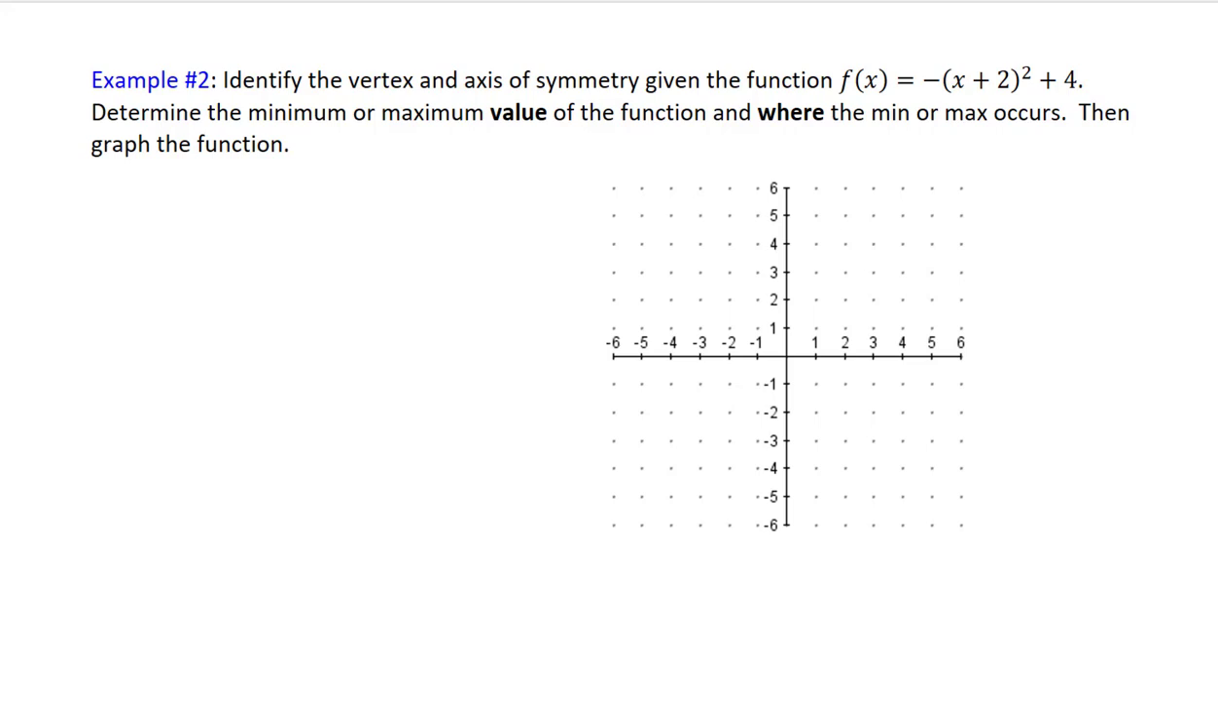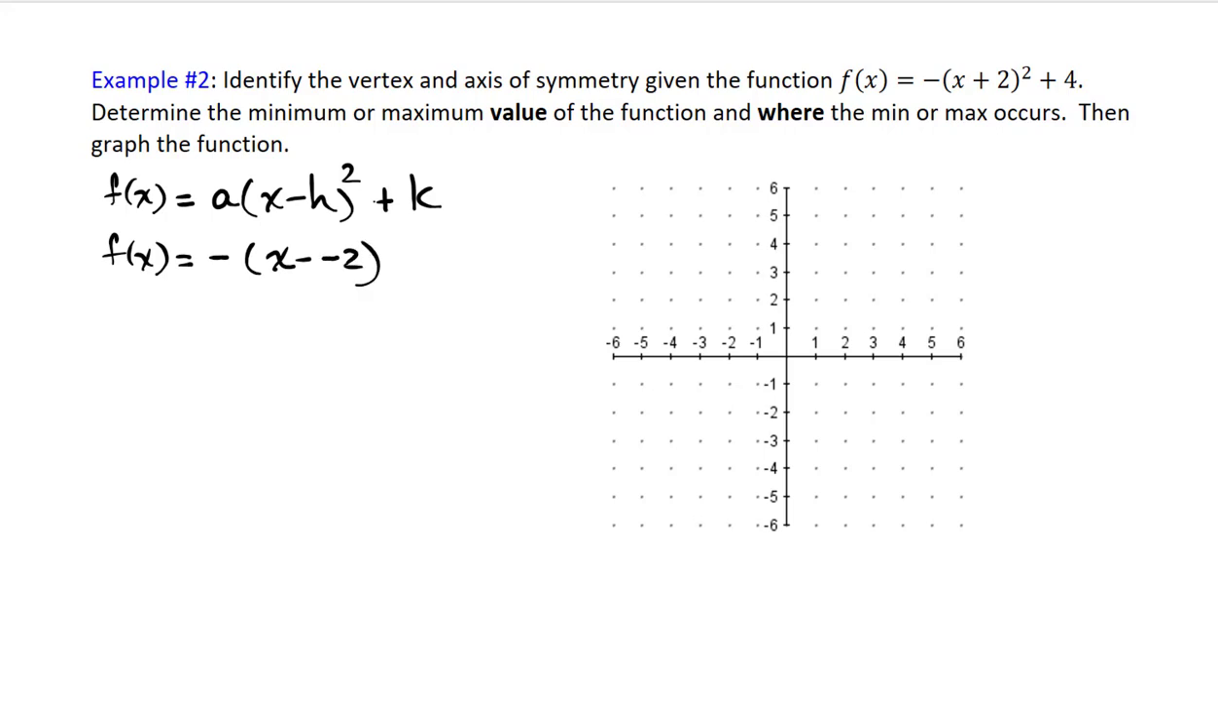Notice that our function is written in vertex form, which in standard notation is a times the quantity x minus h squared plus some constant k. So based on the given function, we have a -1 times the quantity x plus 2, which really is the same as x minus a -2 quantity squared, and then plus the constant 4.